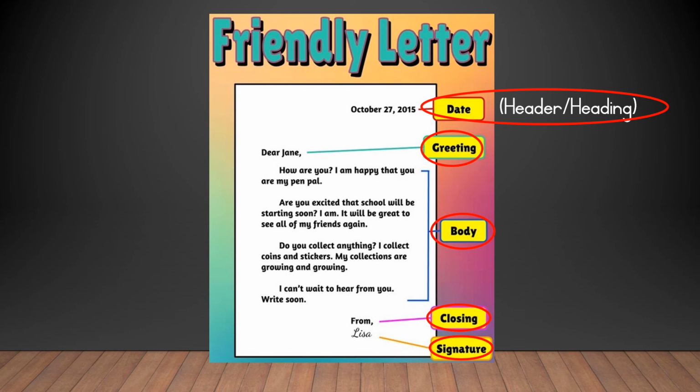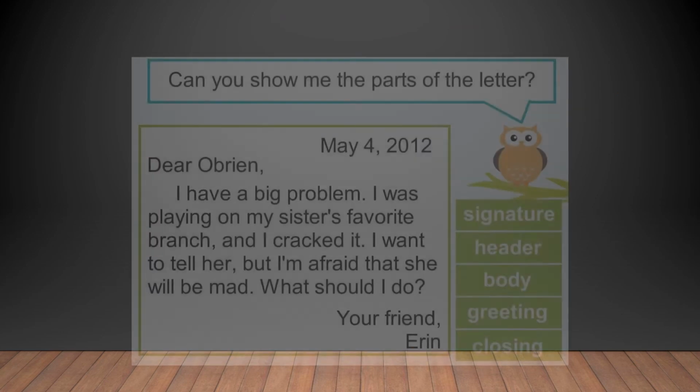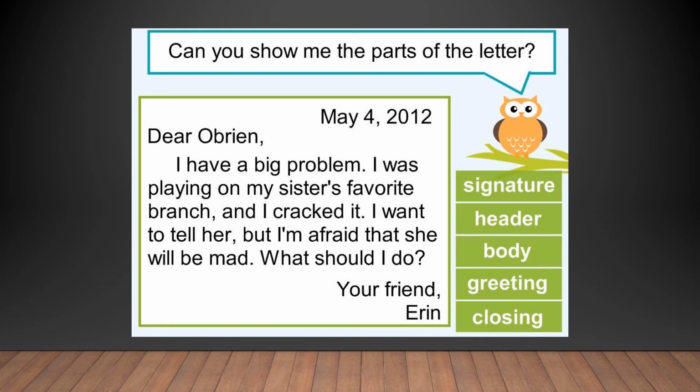Okay, let's see if you can remember it. I'm going to show you a short letter with the 5 pieces of the letter next to it. Remember, the 5 pieces are the header, the greeting, the body, the closing, and the signature. But it's mixed up. So now I want you to look and to point to where that piece is. After that, I'm going to show you where it was, and then you look if the answer is correct. Okay, first one they tell us is signature. Let's see if you can find it.